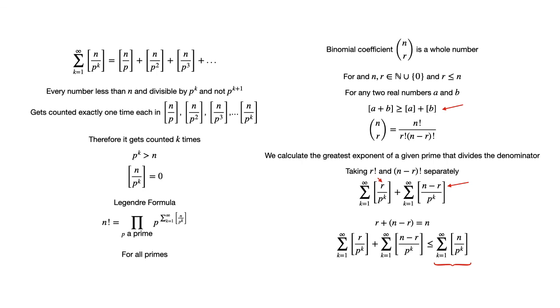But the expression on the right hand side of the inequality is precisely the greatest power for prime p that divides n factorial. Hence, for all primes p, the greatest power dividing the denominator is less than or equal to the greatest power dividing the numerator. Hence, it is always the case that the denominator divides the numerator, and what we are left with is a whole number as our answer.